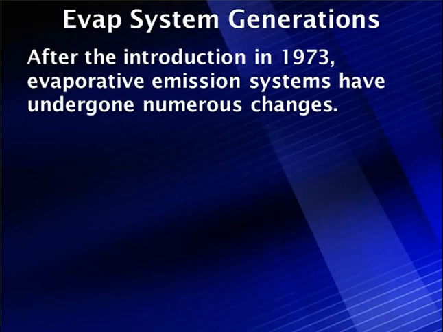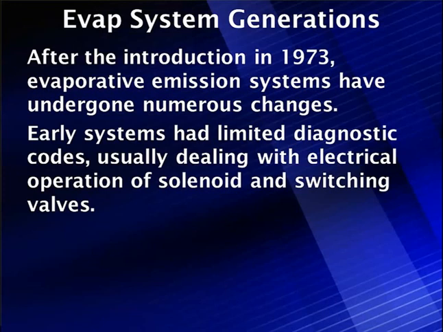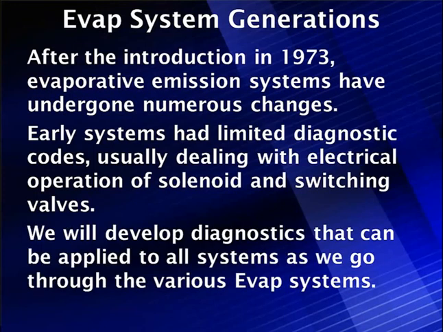Now, after the introduction in 1973, evaporative emission systems have undergone numerous changes. Early systems had limited diagnostics, like OBD1, usually dealing with electrical operation of solenoids and switching valves, and some vehicles had vacuum sensing switches to self-test a vacuum. Now, we're going to develop a diagnostic that can be applied from early systems to late systems.